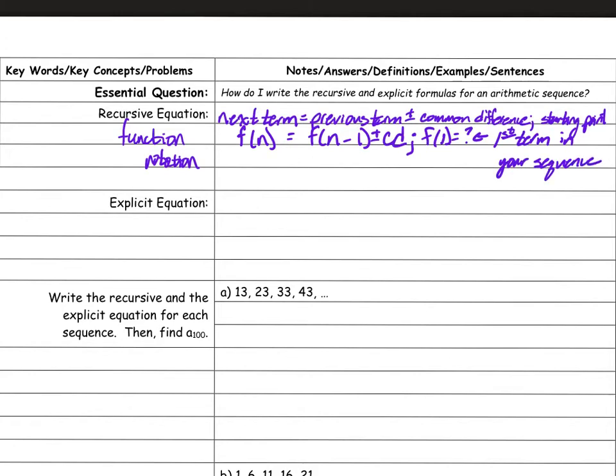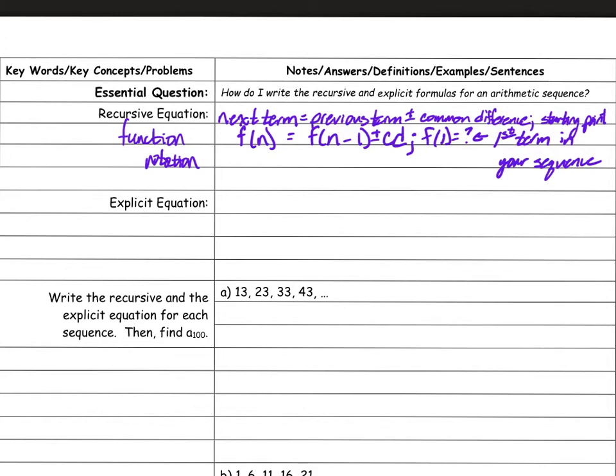Okay, and that's how I write it. And it's the same every single time. I do the same thing every time for my recursive equation. And that's all there is to it. That's it. Okay? Now we're going to move on to the explicit equation. A little bit harder, but not much.